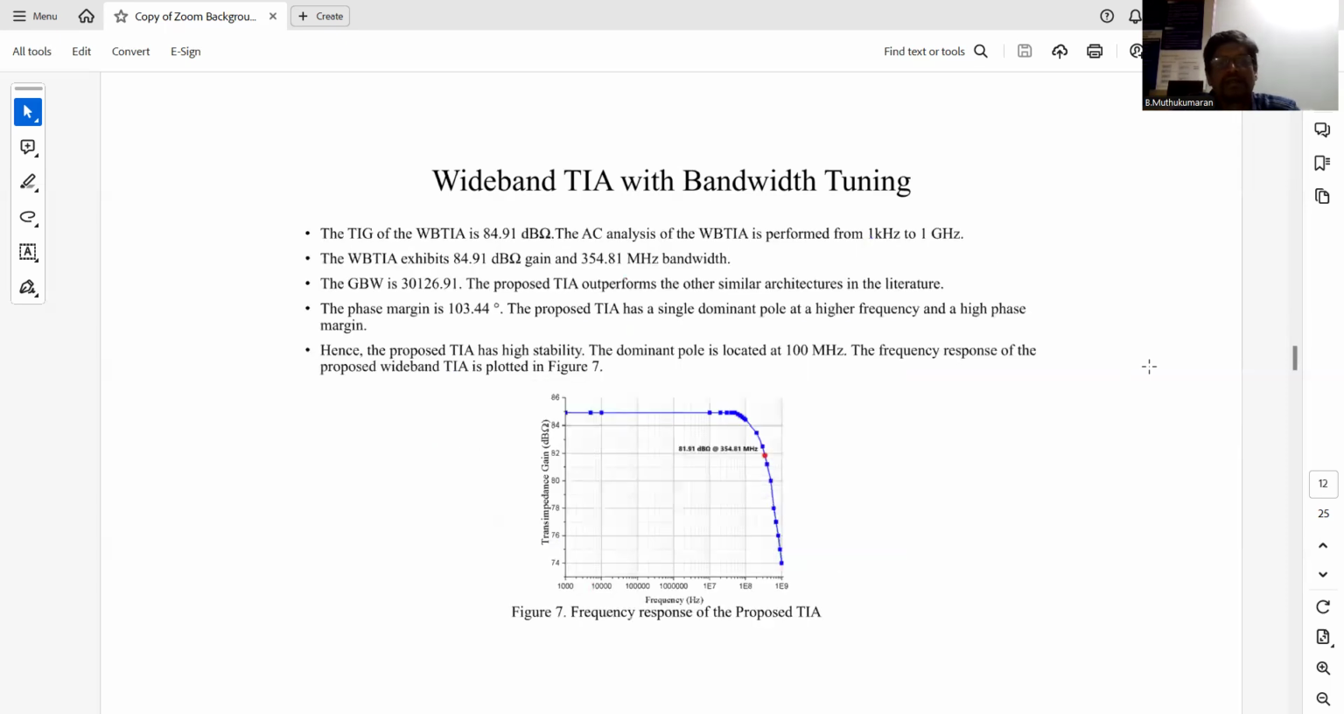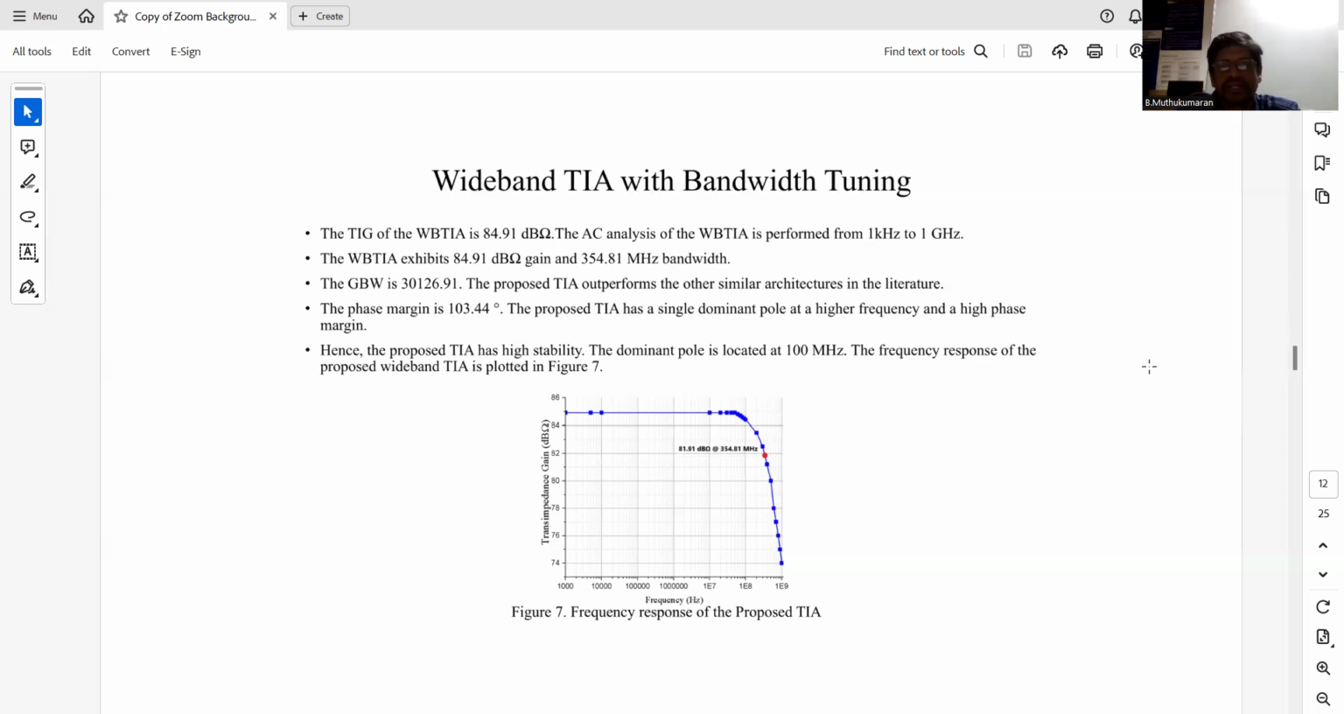So later in the amplifier, the gain is improved, and the gain is obtained with a transient response. So the frequency response is analyzed. The TIA gain is about 84.91 dB, performed for the analysis from 1 kHz to 1 GHz.